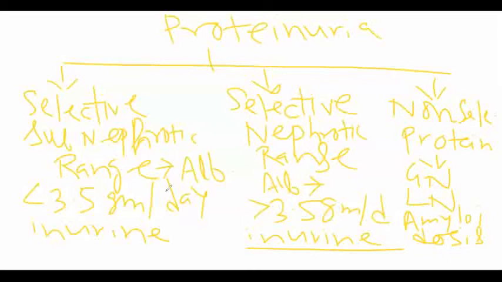So again, to summarize, proteinuria can be divided in three zones. One is the selective subnephrotic range proteinuria, where albumin concentration is less than 3.5 gram per day in urine. One is the selective nephrotic range proteinuria, where albumin concentration is more than 3.5 gram per day in urine. And one is the non-selective proteinuria, where you get other proteins apart from albumin, like globulin, fibrinogen, or other clotting factors. They are typically seen in glomerulonephritis, lupus nephritis, and amyloidosis. So these are all about proteinuria and assessment of the glomerular permeability of the nephron.